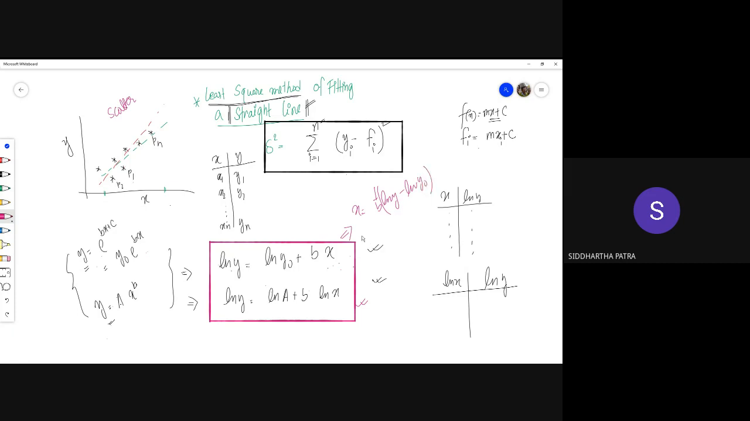Now, if you are trying to fit x versus y, not y versus x, and you are trying to do a logarithmic fit, that is essentially doing an exponential fit with x as the independent variable and y as the dependent variable. Anyways, now let's see how the least square method works.